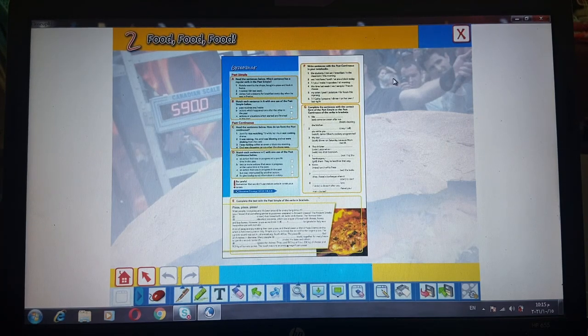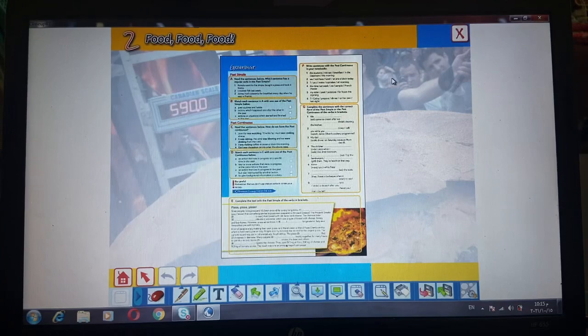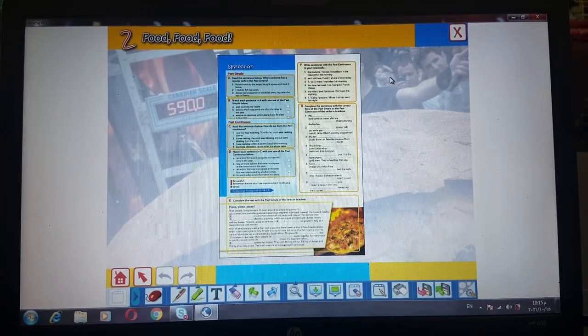And the structure is, when the subject is singular, he, she, it, or the pronoun I, we use the helping verb was and the progressive form of the verb, or verb ing. And when the subject is plural, they, we, and you, we use the helping verb were plus verb ing, or the progressive form.